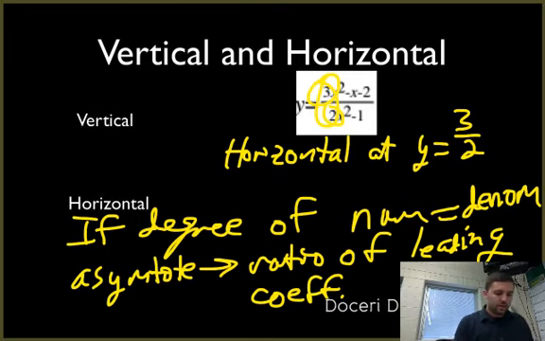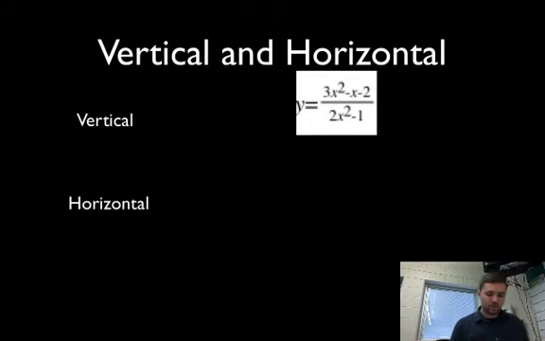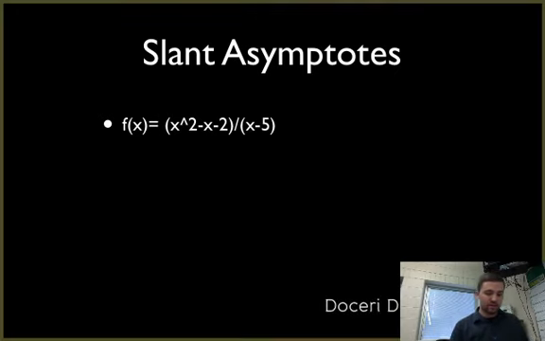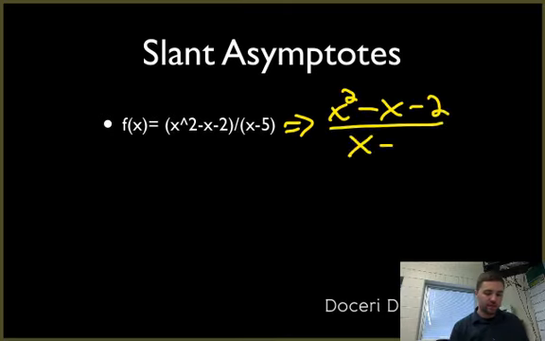All right, so let me clear that screen, and we'll move to the next thing here, slant asymptotes. The first thing I'm going to do is rewrite this a little bit nicer. So this is actually x squared minus x minus 2 divided by x minus 5. My process for finding a slant asymptote is to divide the numerator by the denominator and see what I end up with.